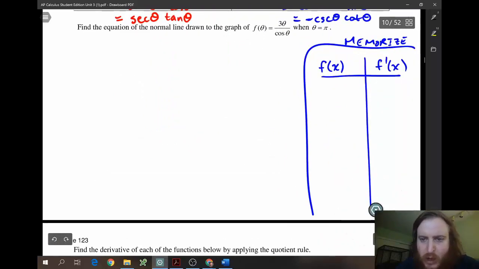Okay, so f of x, if we start off with sine of x, we should have this one memorized already. The derivative is cosine of x. When we start off with cosine of x, the derivative is negative sine of x. Now, when we start off with tangent of x, we just did that one up in the upper left. We got secant squared.